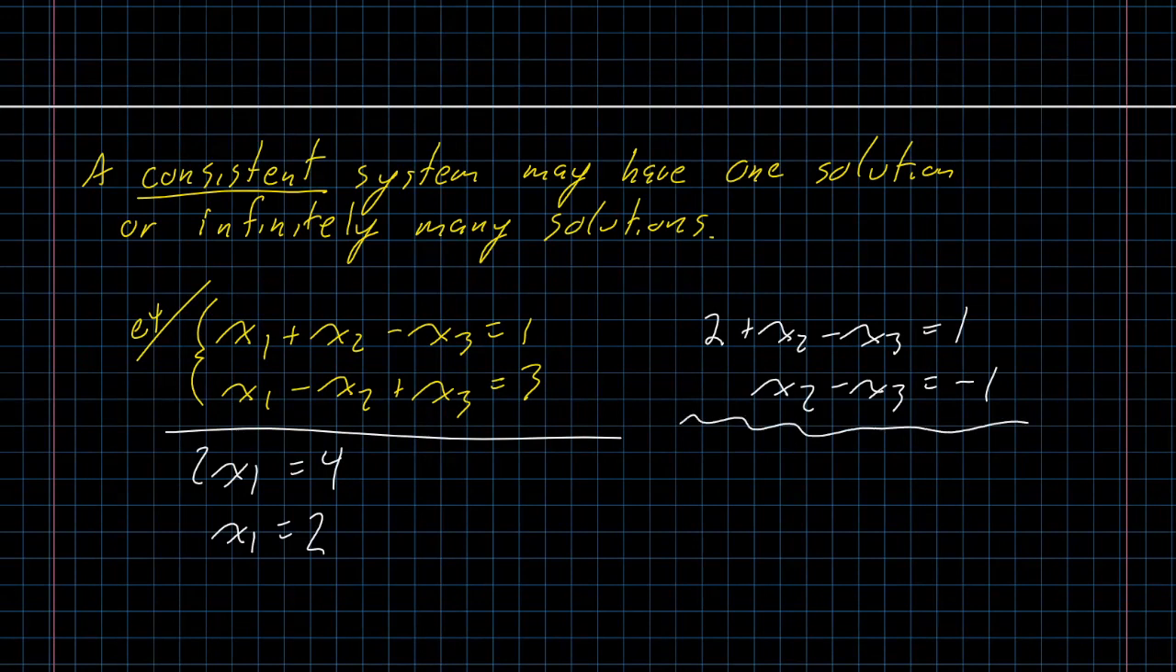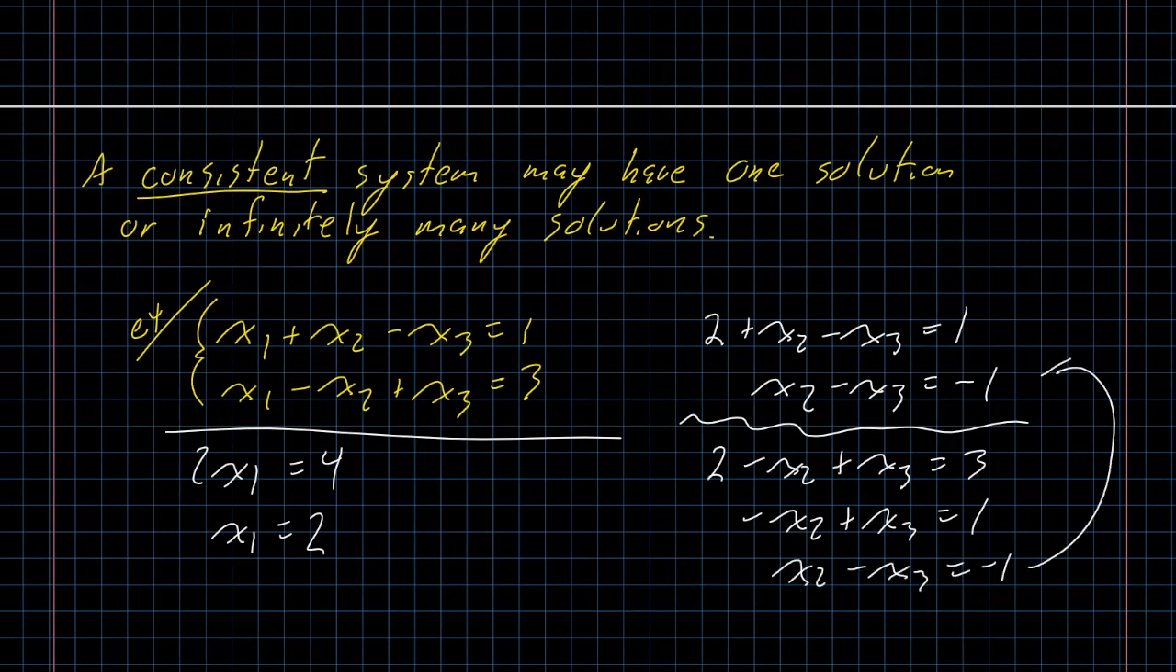Or if I back substitute into the other equation, I get 2 minus x2 plus x3 is equal to 3, or minus x2 plus x3 is equal to 1, and multiplying both sides of this equation by negative 1, I will get x2 minus x3 equals negative 1, which is exactly the equation that I had before.